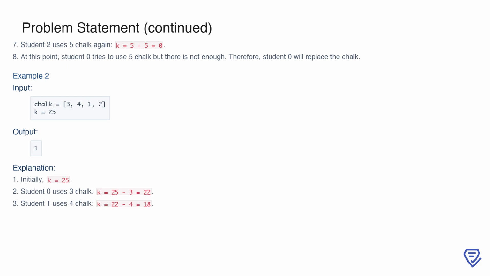The cycle restarts with student 0 using another 3 units, leaving 12. Student 1 then uses 4 more units, reducing the chalk to 8. Student 2 uses 1 more unit, leaving 7, and student 3 uses 2 more units, leaving 5. The cycle continues, and student 0 uses 3 units again, leaving 2. Finally, when it is student 1's turn, they need 4 units, but there is not enough chalk. Therefore, student 1 will replace the chalk, and the output is 1.